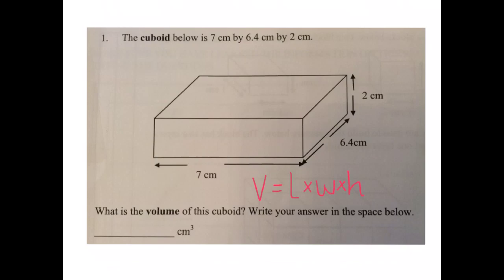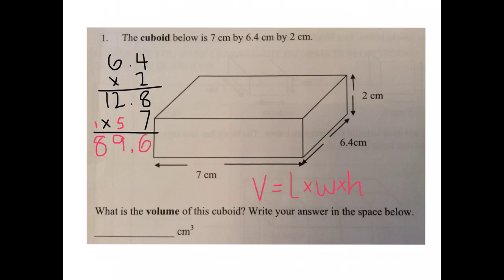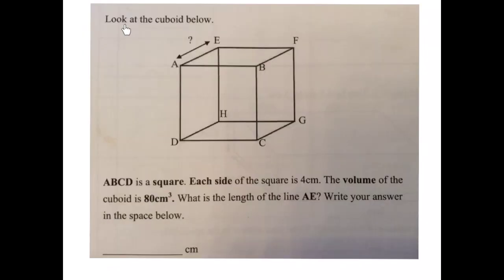So if we put those 3 numbers into our sum, we take our 6.4 and multiply it by 2, giving me 8 and 12, so 12.8, and then we multiply that by 7. 7 times 8 first is 56, so 6 down, 5 over. 7 times 2 is 14, plus your 5 is 19, 1 over. 7 ones are 7, plus your 1 gives me 8. So it's 89.6.